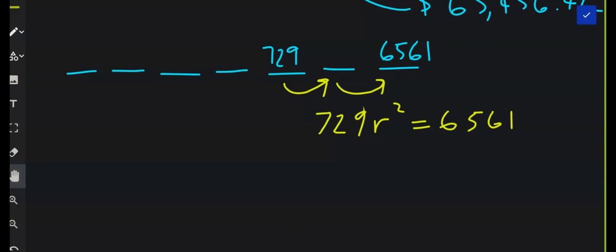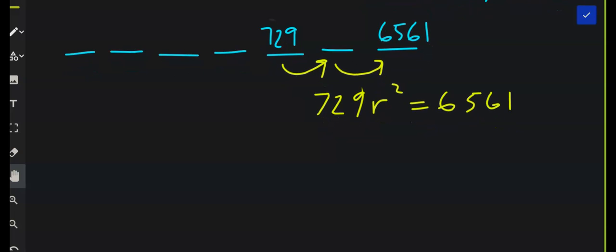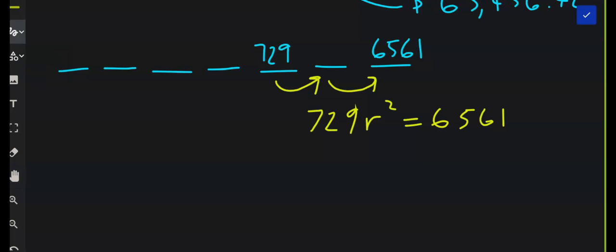This is what I need you to solve. And then, once you find the r value, guess what? You have to go all the way back and find the first term. Yes, we're doing the whole backwards idea. Once you figure out what r is, then you'll know what to do to go forward.